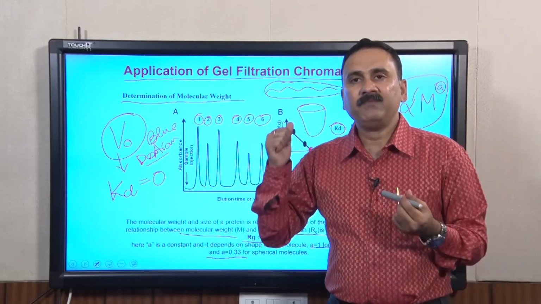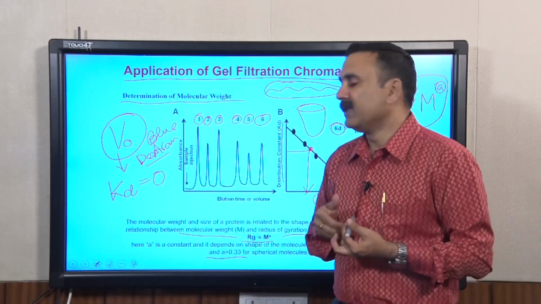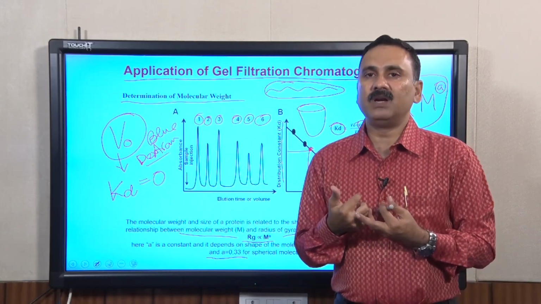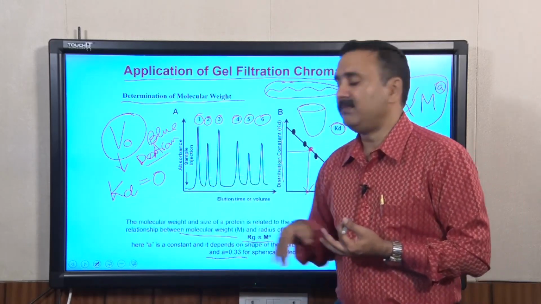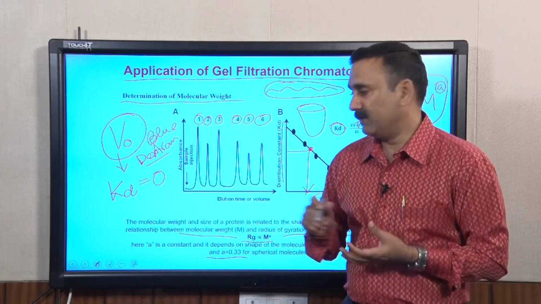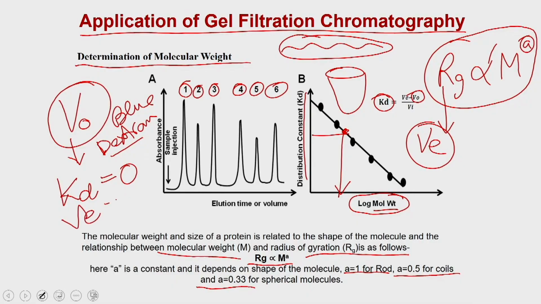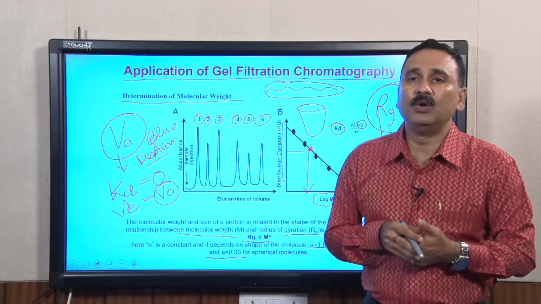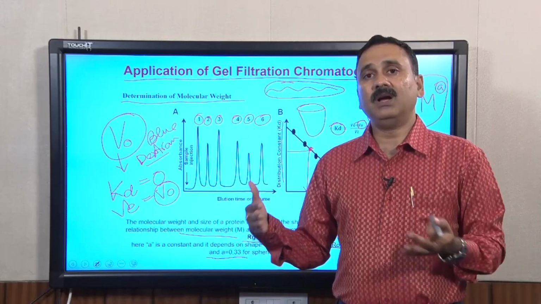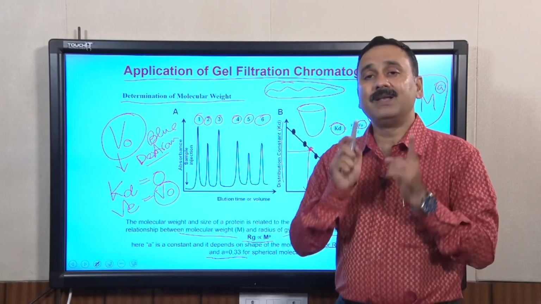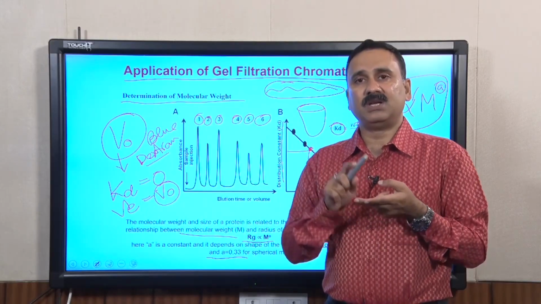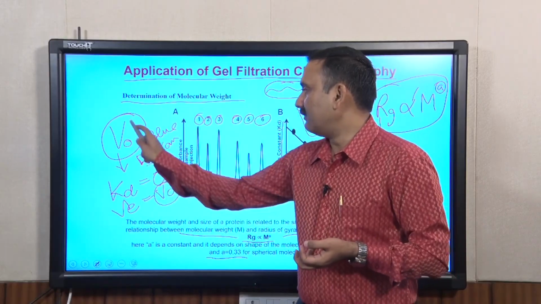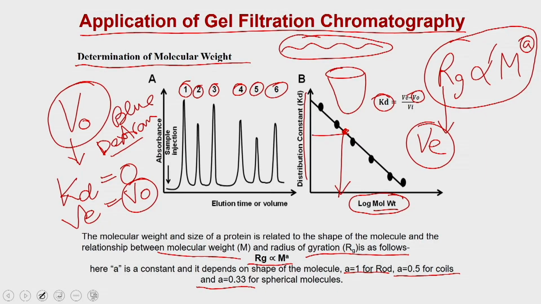So, if you load the blue dextran onto the column, it is going to be excluded from the column because it is in the extended conformation, and it will exhibit a Kd value equivalent to 0, which means the VE is going to be your VO. You can get the elution volume of the blue dextran, and that is going to be the void volume of this column under that particular condition, which means if you change the pH, the temperature, or the packing, both the void volume as well as the Kd values will change.